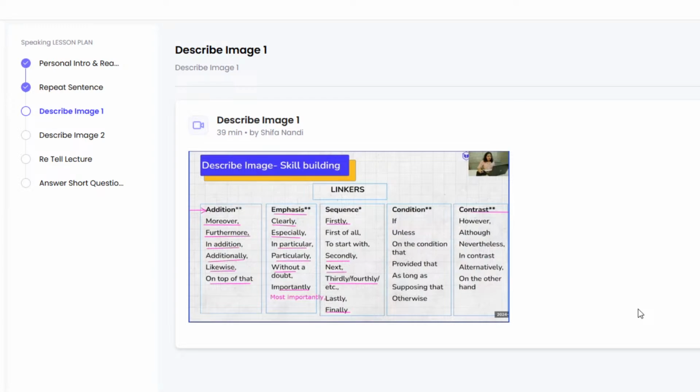Now let's look at the condition, right? So conditions, in case you want to set up, you can use if, unless, on the condition, provided that, as long as, supposing, otherwise. For the contrast, well, contrasts are quite important as far as the sentence is concerned, I'll do that again.